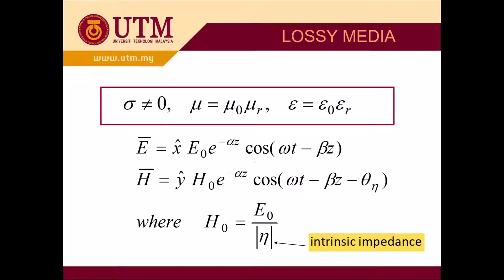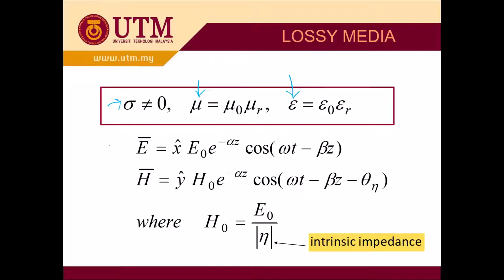For the lossy dielectric or lossy media, we basically have a value of sigma that is not equal to 0, and we have the value of mu, which interacts with the magnetic field, and epsilon, which interacts with the electric field. So we have mu equal to mu naught mu r, and epsilon equal to epsilon naught epsilon r.